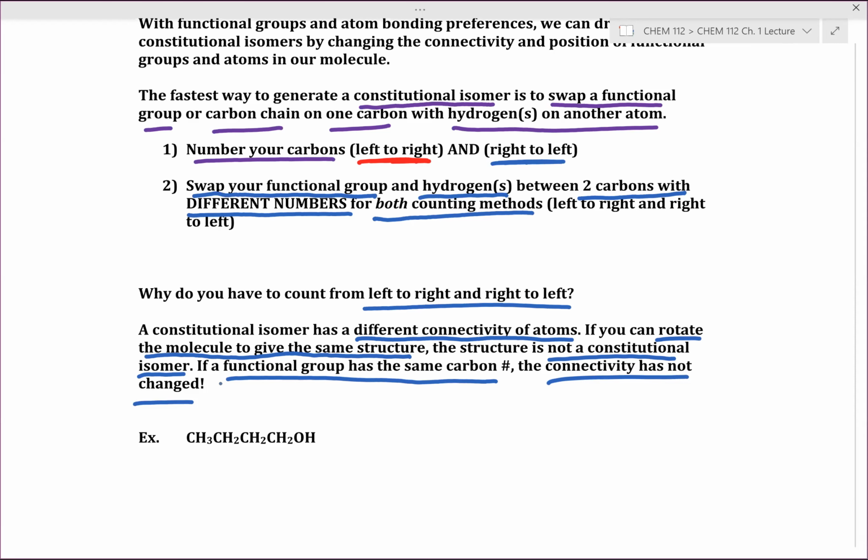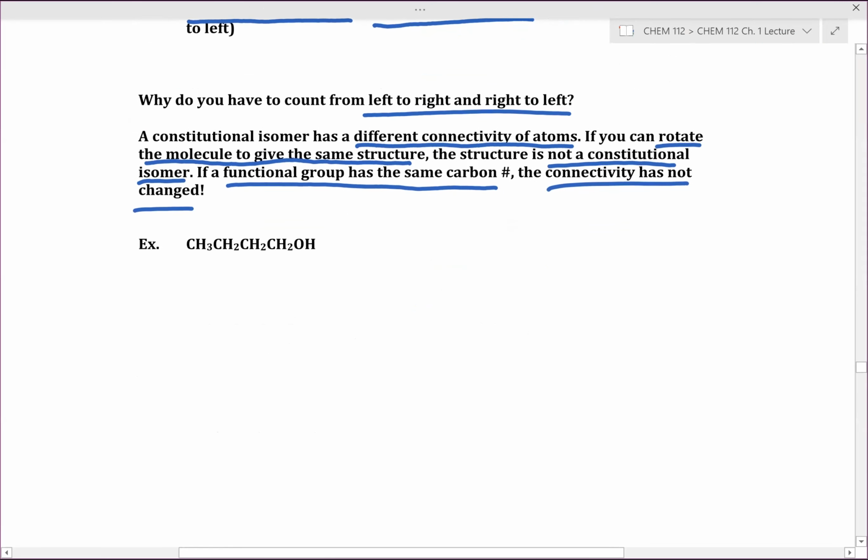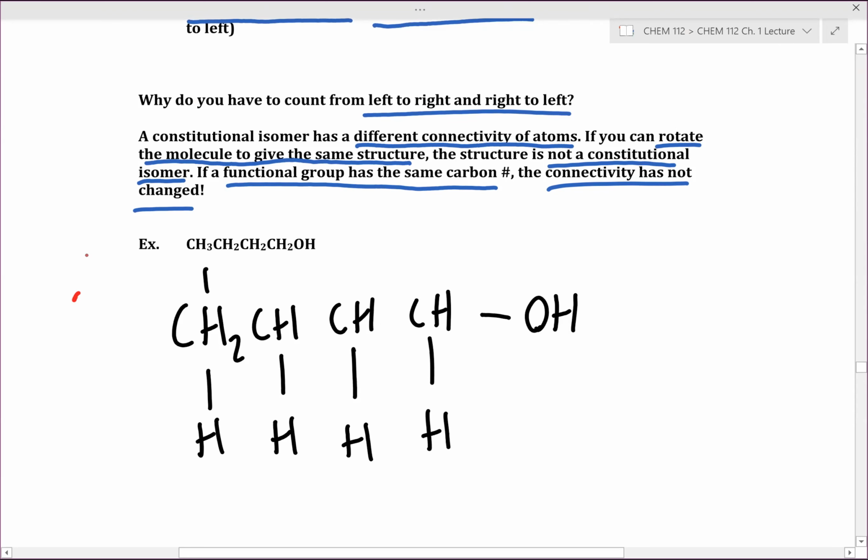So I'm going to start with a dark pen, so that way we can see our base chain. So if I'm asked to draw constitutional isomers for CH3, CH2, CH2, CH2, OH. Okay, perfect. So to make this a little bit easier on myself, I'm going to show each of the possible hydrogens I can swap. Okay, perfect. So I have each of the hydrogens I can swap. Now I'm going to number my carbons. One, let me switch pen colors correctly this time. Perfect. Okay. 1, 2, 3, 4. Okay, perfect. So that's my left to right. Now let's do right to left.